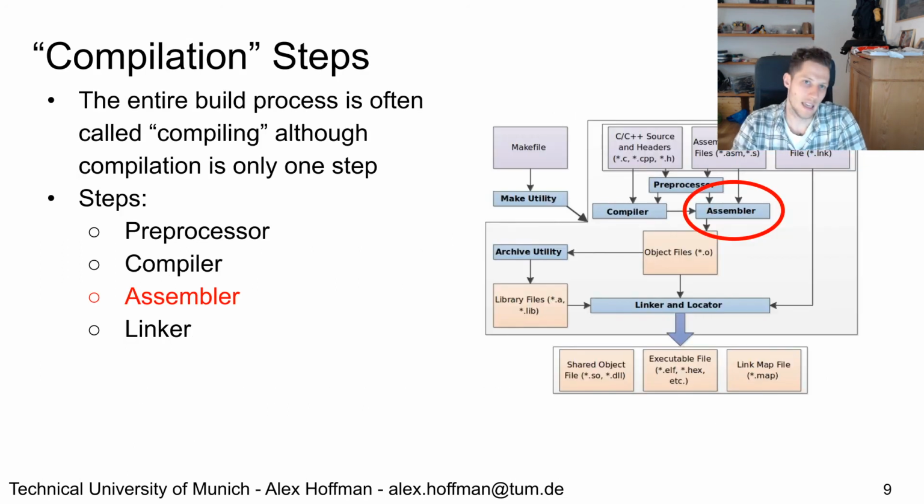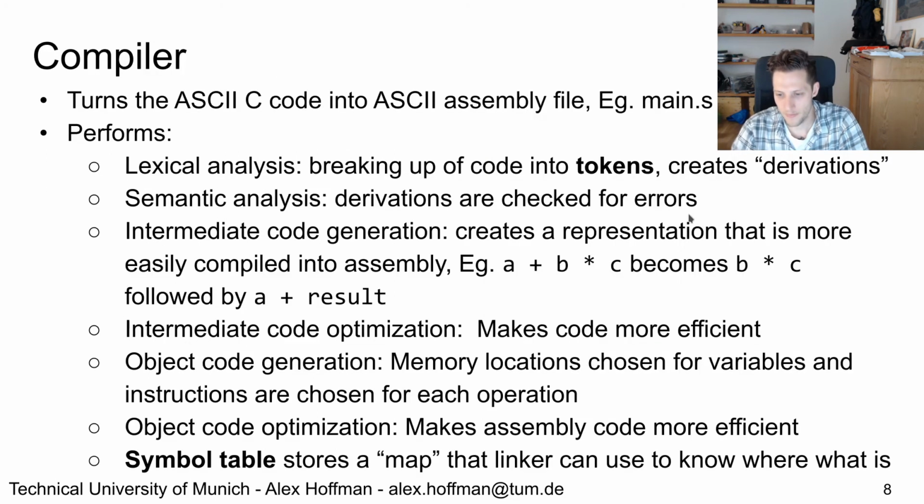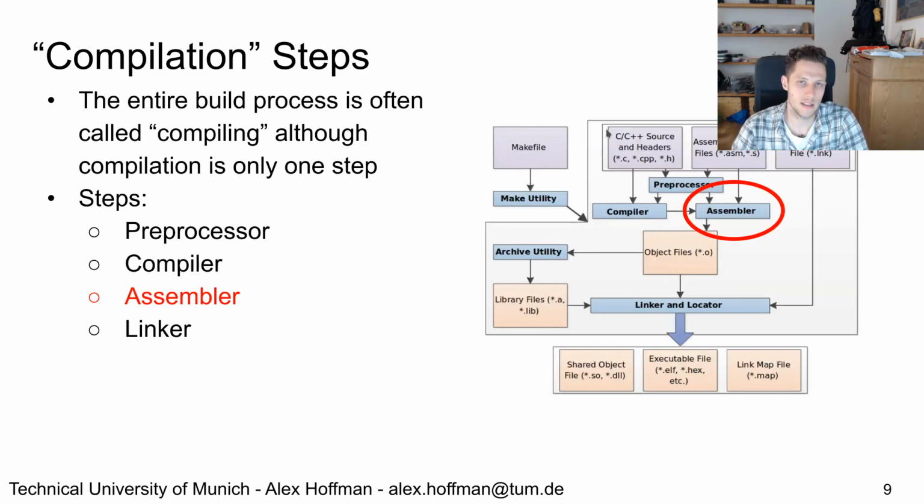But before we get to linking, there's the next intermediate step. Here at the output of the compiler, we have our .s files. This is ASCII assembly. It's still in a way human readable. But now we're going to take it to the next step and turn it into machine code.